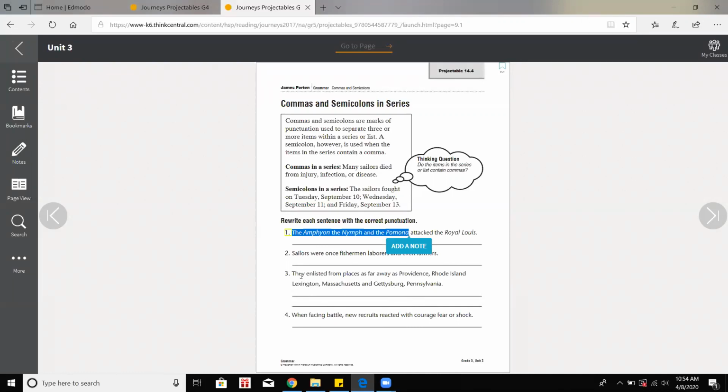Think about it. Number two: sailors were once fishermen, laborers, and even farmers. You have your list right here. Where to put the comma? Number three: they enlisted from places as far away as Providence, Rhode Island, Lexington, Massachusetts, and Gettysburg, Pennsylvania.